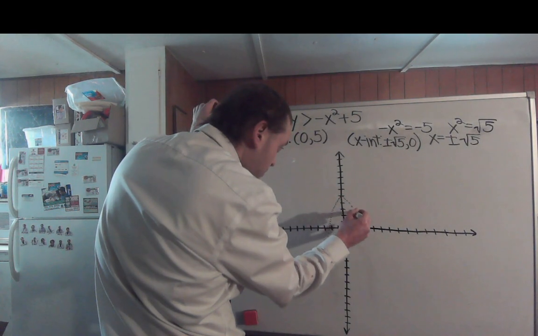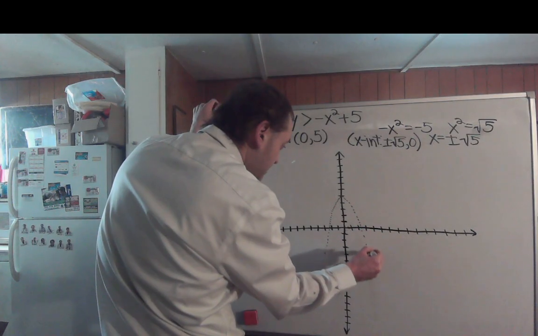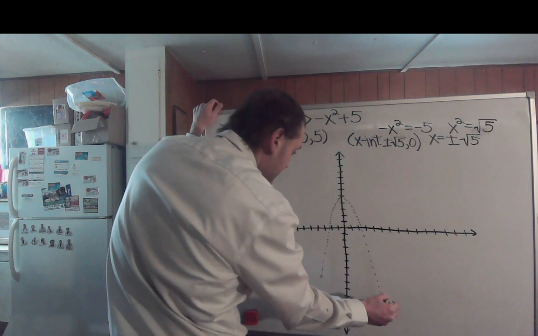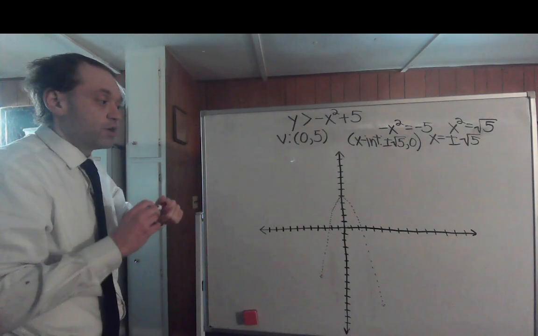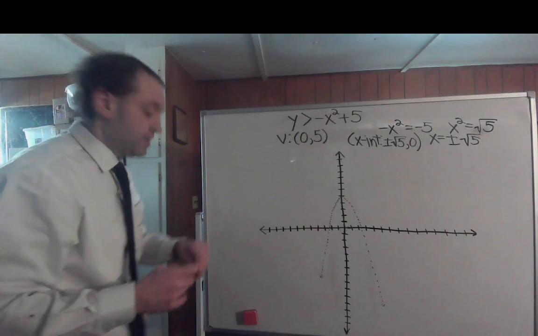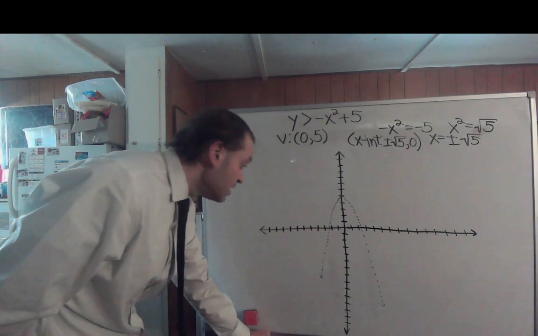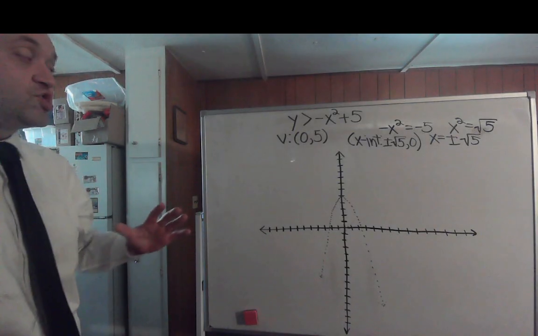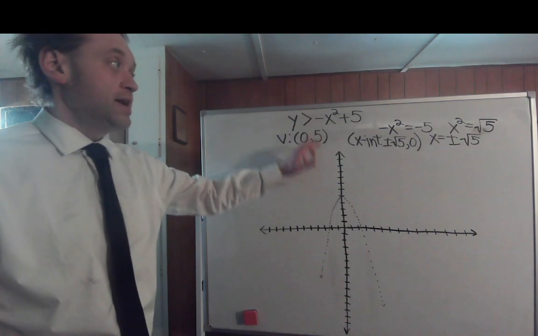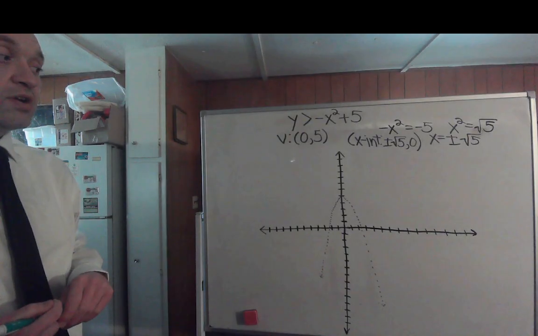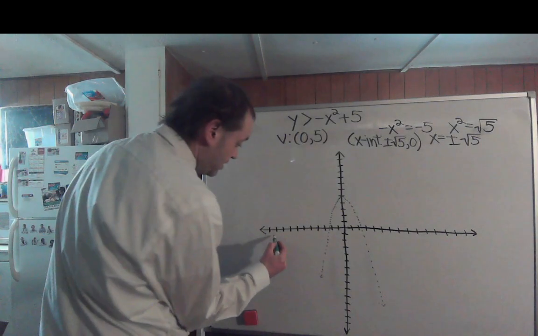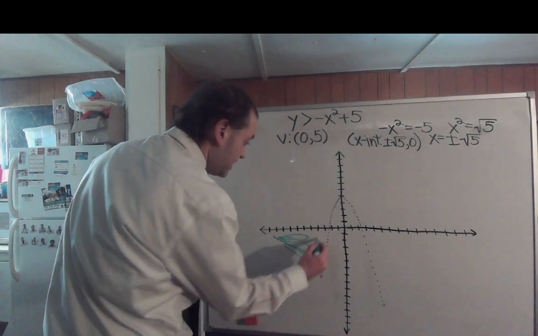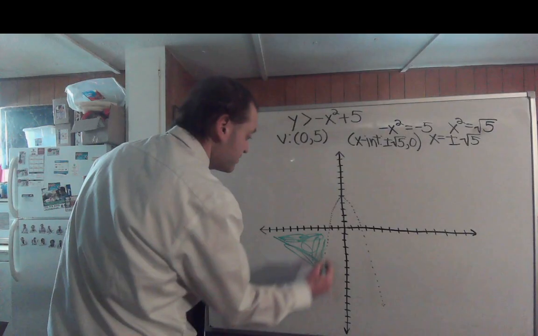So I know it's weird whenever we have it dotted, but the dottedness means that the parabola itself is not part of the solution since it's just greater than. But we now want to find the region where y is greater than negative x squared plus 5. Well, that's going to be above this parabola line, so you're going to have a lot of shading to do. It's going to be everywhere above the parabola line.